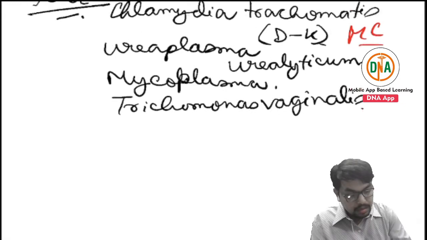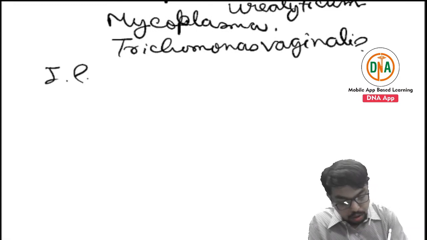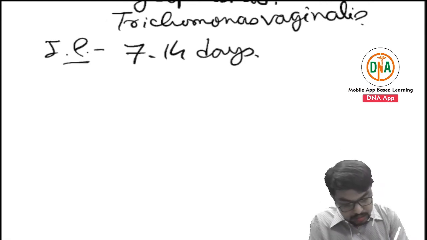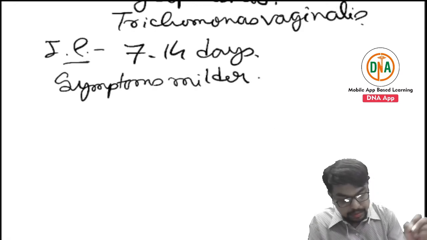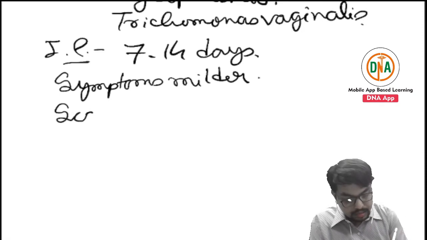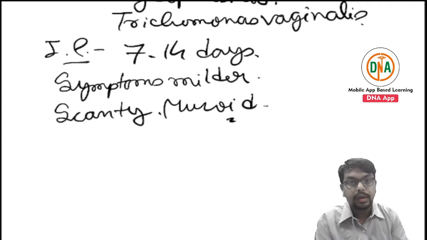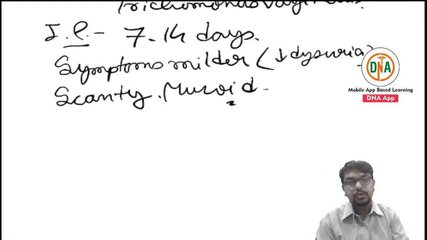In gonococcal urethritis, the incubation period is 2 to 5 days. Now, in non-gonococcal urethritis, the incubation period is a bit longer. It is 7 to 14 days. Now, the symptoms are relatively milder. The discharge is scanty and not purulent, scanty mucoid discharge. Dysuria is also less; the severity of dysuria is also less.